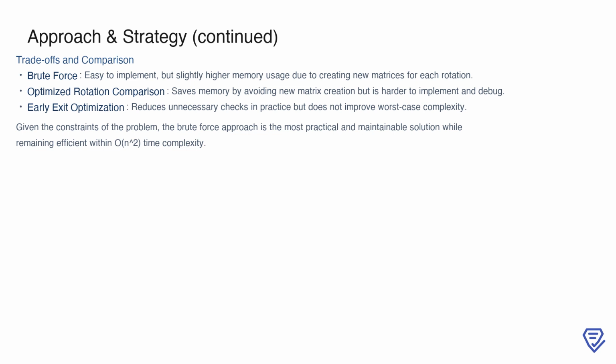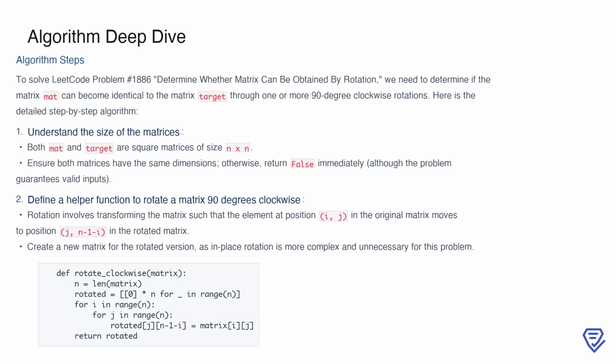Considering the constraints of the problem, the brute force approach strikes the best balance between simplicity and efficiency. Its n squared time complexity is acceptable given the small matrix size, and its straightforward implementation makes it a practical and maintainable solution for this problem. To solve this problem, we need to determine if the matrix MAT can be transformed into the matrix target using 1 or more 90-degree clockwise rotations.